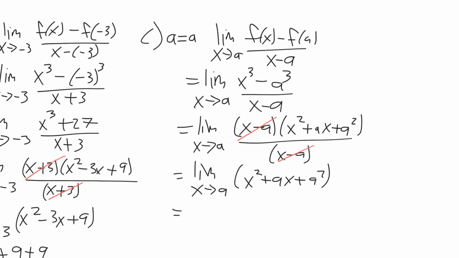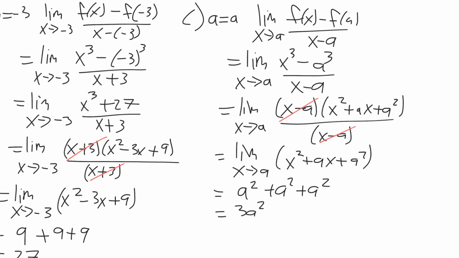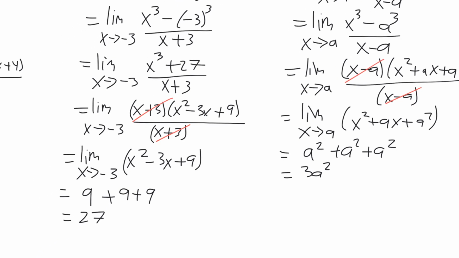Now remember, when we do this, we're going to plug in for x. So this is going to become a squared. The a remains as it is, but this becomes a times a, which is another a squared. And the limit of a constant is, of course, the constant itself. So we're going to get a squared plus a squared plus a squared, which is 3a squared. Now, hopefully you see a bit of connection here. Notice how we had 9 plus 9 plus 9. Here we've got a squared plus a squared plus a squared.